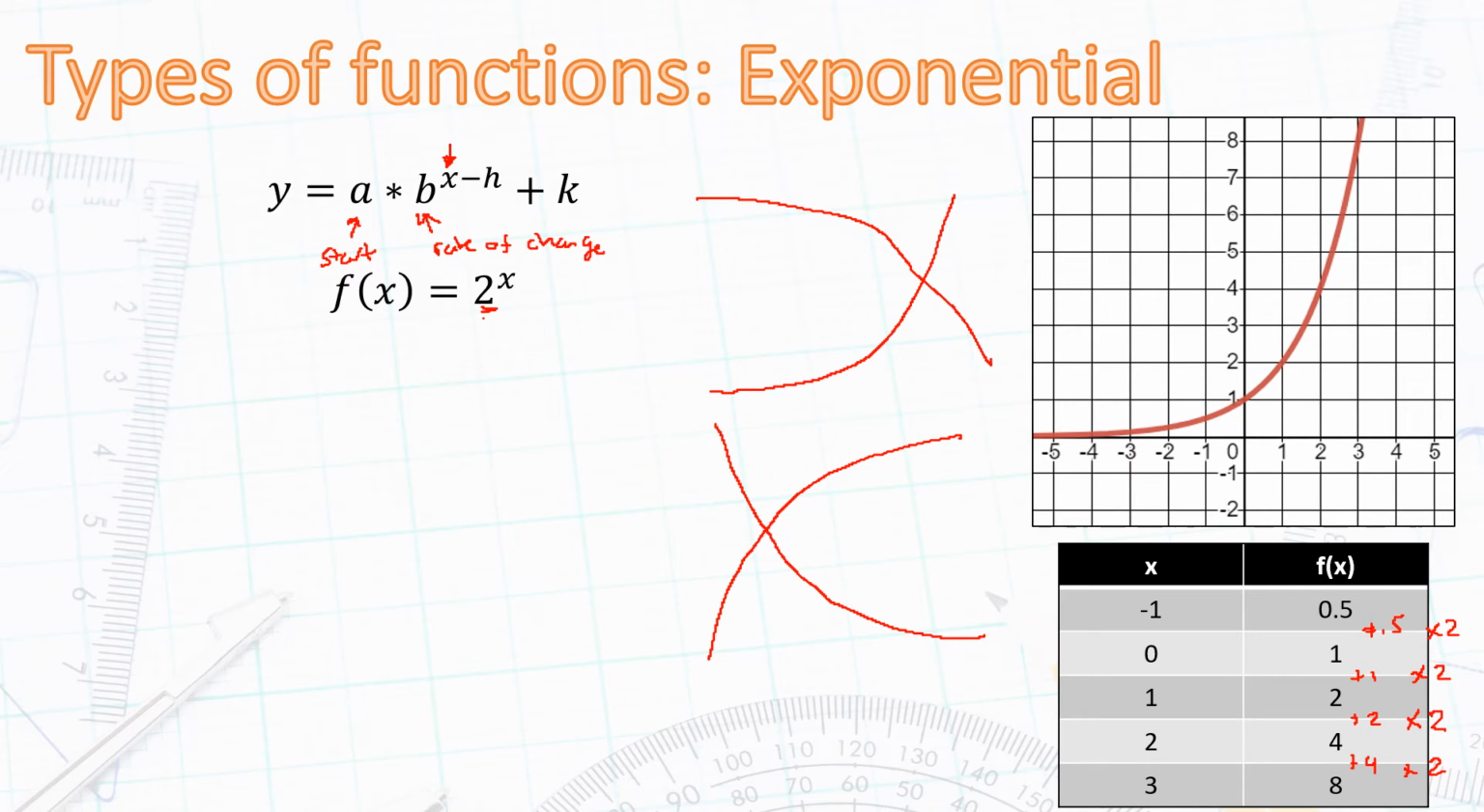So in my example, f of x equals 2 to the power of x. There is no h or k value, and there's no a value. So it's starting at a value of 1, which is why (0, 1) is a point. And then it's doubling every time we take a step on x. So you go out 1, it's now at 2. You go out to another one, it's at 4. Another one, it's at 8, and so on.